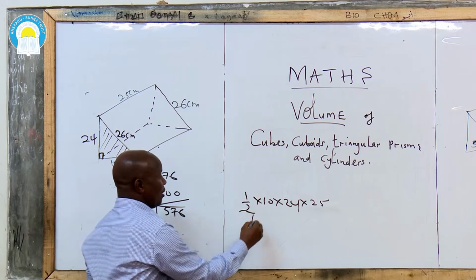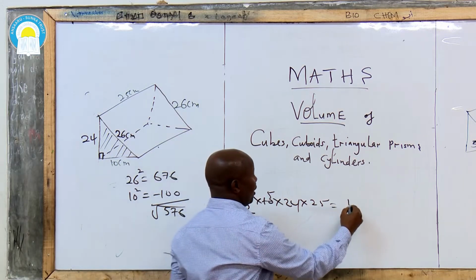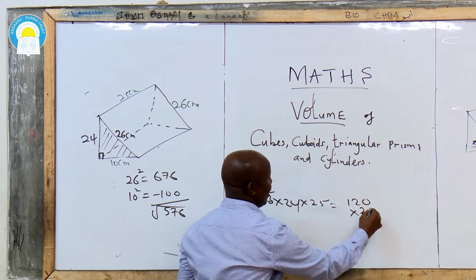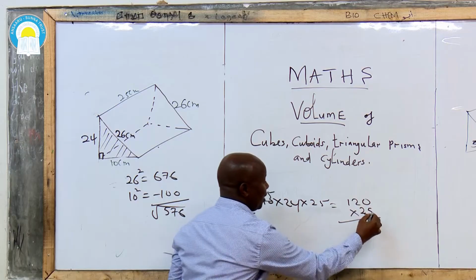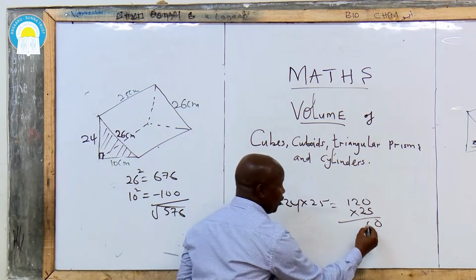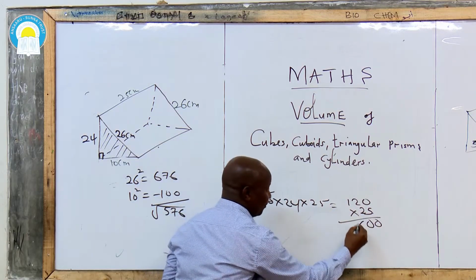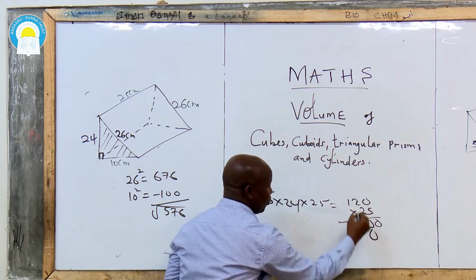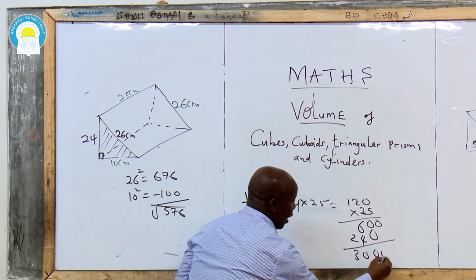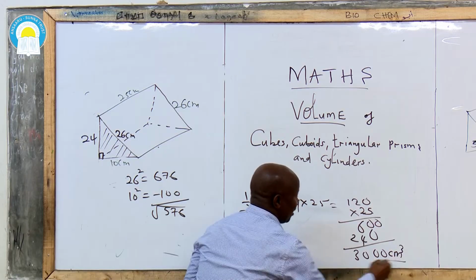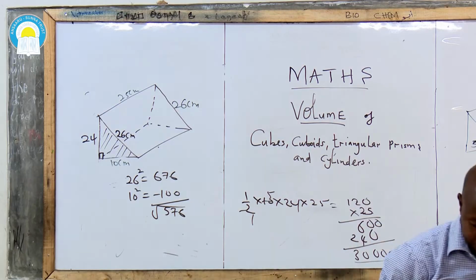So a half by 10, by 2, we have 5. 24 multiplied by 5, you get 120. Then you say 120, you multiply by 25, then you get the volume. 5 multiplied by 0, you get 0. 5 multiplied by 2, you get 10, which is 0 again, carry 1. 5 multiplied by 1 is 5 plus 1, you get 6. 2 times 0 is 0. 2 times 2, 4. 2 times 1, 2. Then when you add, you get 3,000 cubic centimeters. That's how we get the volume of a triangular prism.